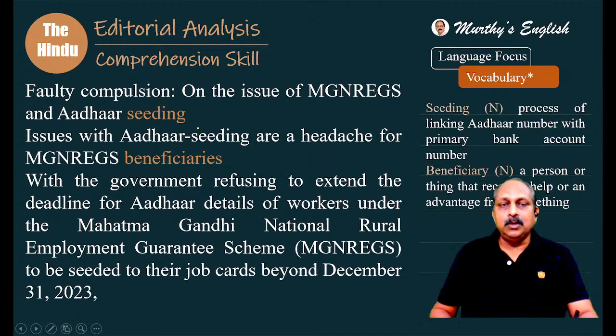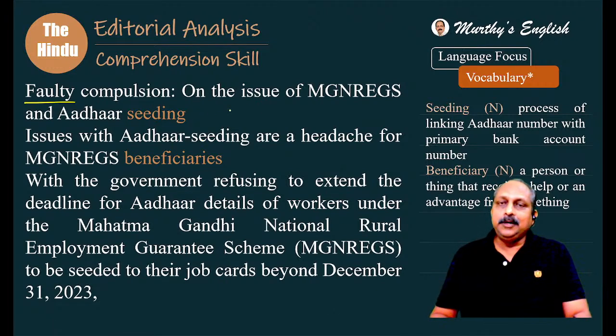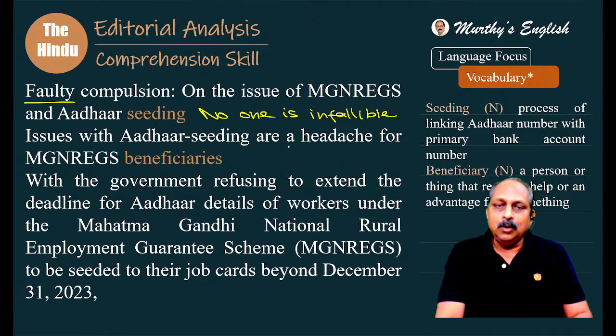Let us go to the editorial and see how it starts and what it has got to say and what is there to learn from the proficiency point of view. Faulty compulsion. Usually, I give one quote: "No one is infallible." What do you understand from this? Fallible means liable to make a mistake. No one is infallible means no one is perfect. We all make mistakes. That is part of life.